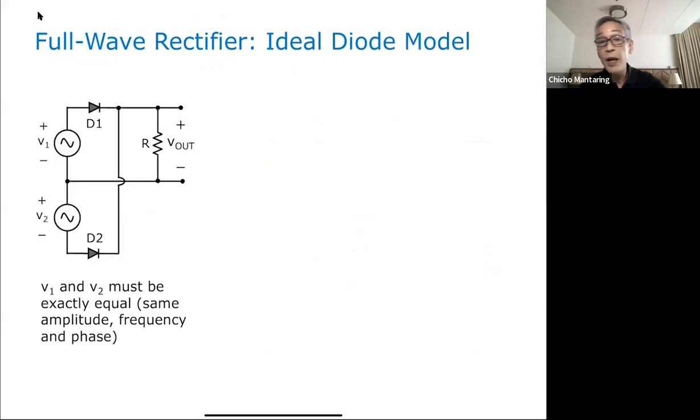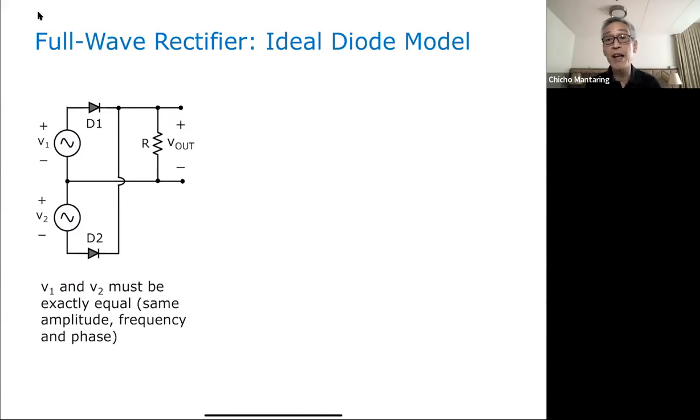Okay, let's go to the full wave rectifier. And you're going to see why we call it a full wave rectifier in a while. This is the circuit of a two input full wave rectifier. Notice I have two inputs here, V1 and V2. And the condition here is that V1 must be exactly equal or exactly the same as V2. No? V1 and V2 must have exactly the same amplitude, exactly the same frequency, and exactly the same phase.